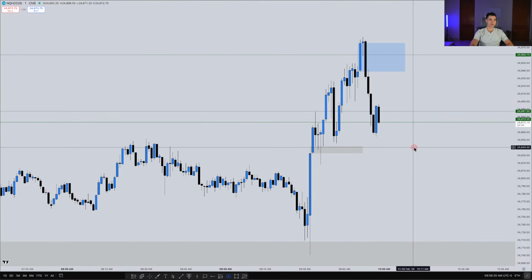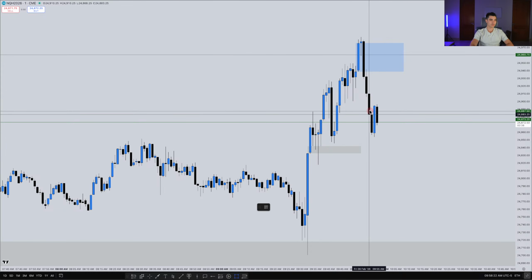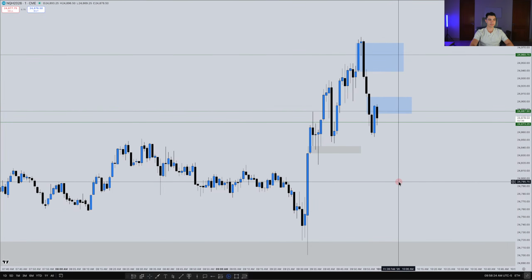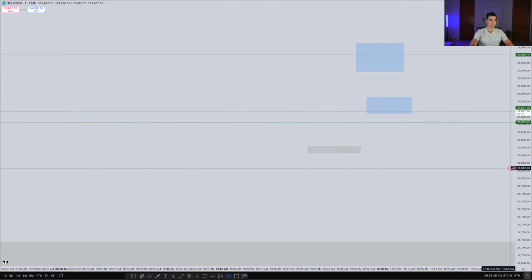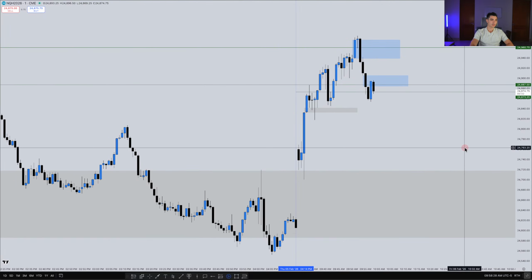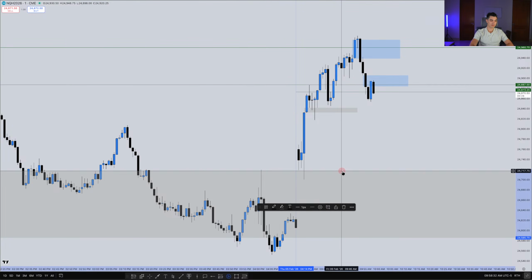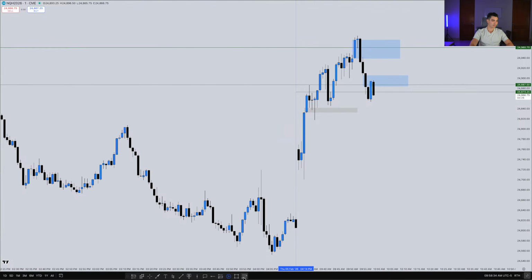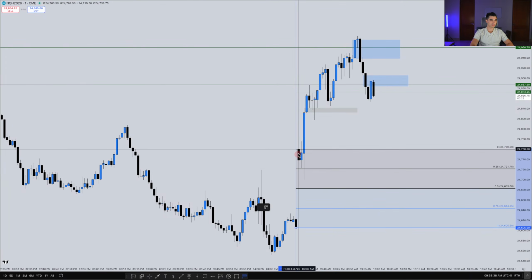All right, so here's what I'm watching now. If we stay below this gap here, the opening range gap becomes my next level of interest. Okay, so you see this opening range gap here? I'm going to take off this level here, and we'll do the quadrants. That's cool.